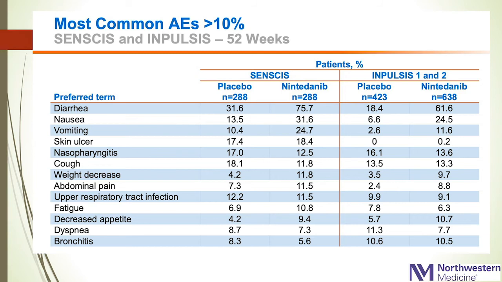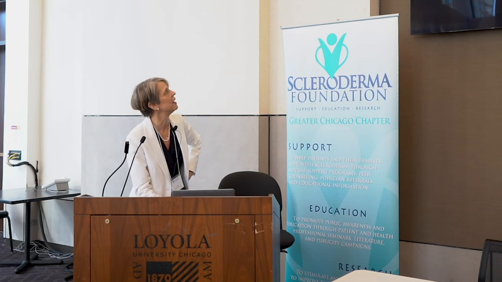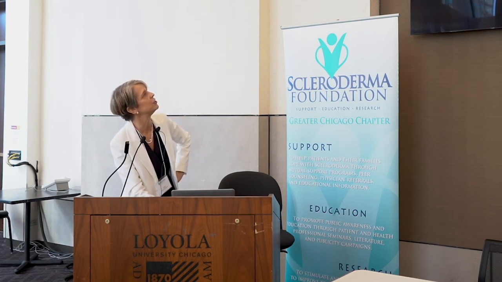Nausea in a lesser group, but still more than the placebo. Vomiting is the next one down there, and below vomiting is skin ulcers. So there was really no difference in most of these things. Most of the differences were really related to the nausea, the vomiting, and then some weight loss.